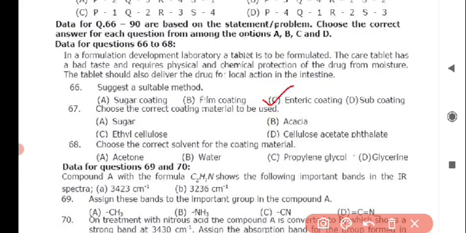Next question, choose the correct coating material to be used. And the correct answer is option D, cellulose acetate phthalate. Next question is choose the correct solvent for the coating material. And the correct answer is option C, propylene glycol.